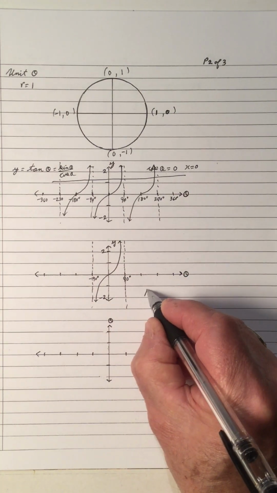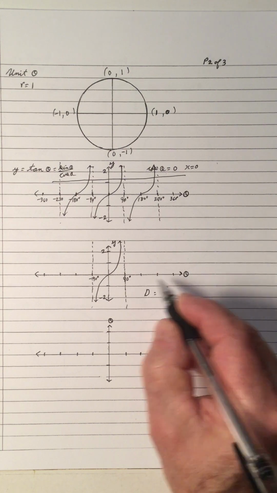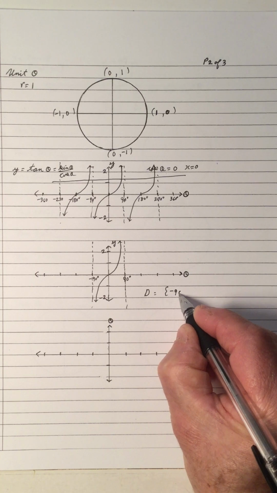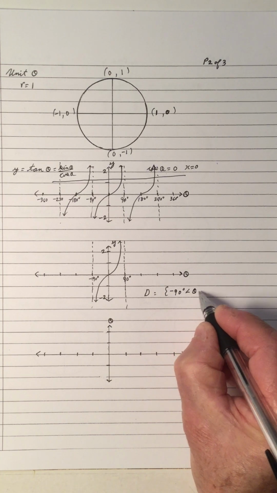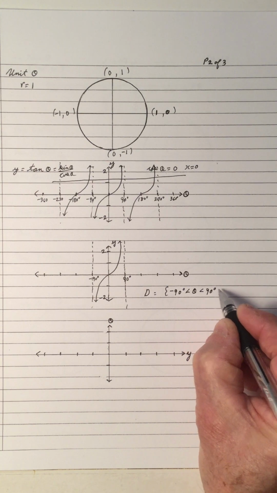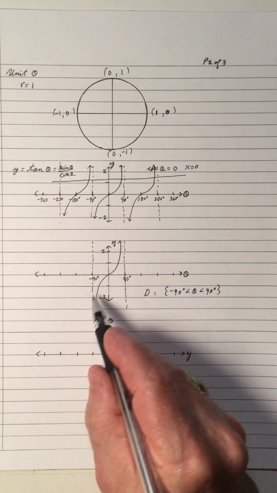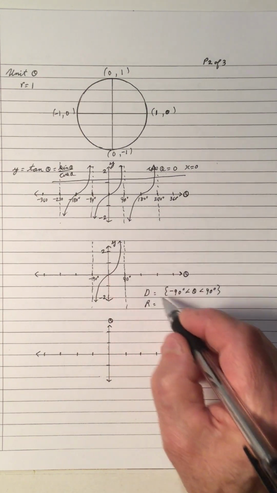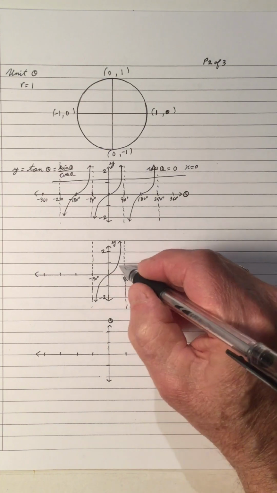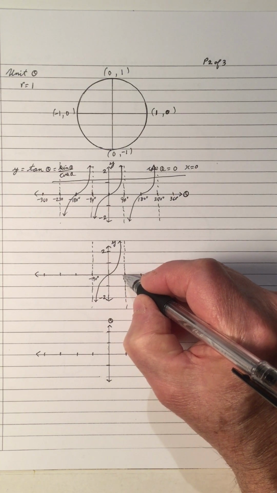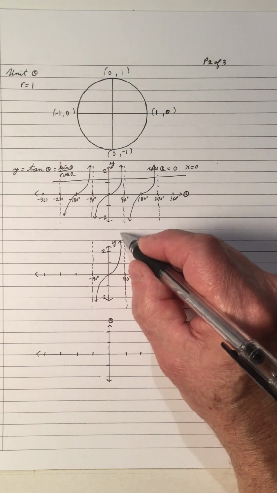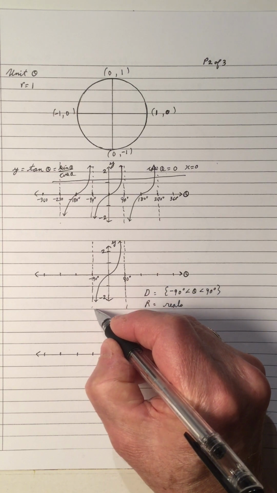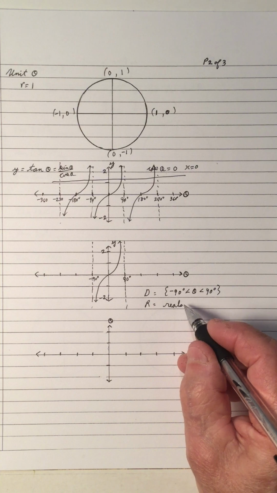So that means that your domain is the values of theta between negative 90 and 90. So it's negative 90 less than theta less than 90 degrees. Notice there's no equal sign because this is a vertical asymptote, so there's no equal to. And the range is the set of all real numbers, because the closer and closer you get to 90, the higher this number becomes towards positive infinity. The closer this gets to negative 90, it goes to negative infinity. So the range is all the values of y.